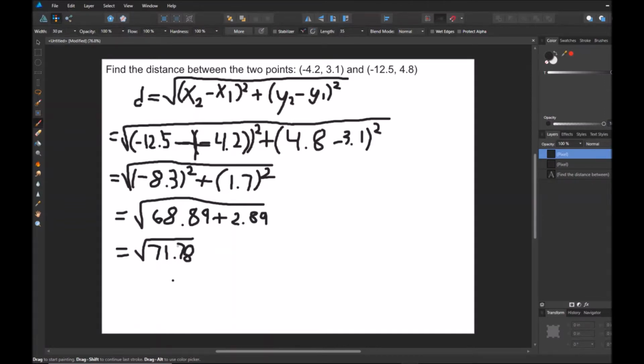And it's fine to leave your answer like this. This is still as valid as actually taking the square root of it. But if you do need to take the square root of it, then that would just be 8.47. So these 2 points are 8.47 units away from each other.